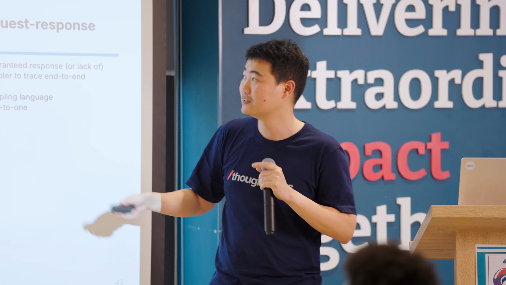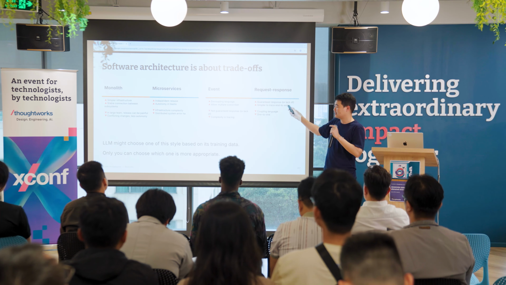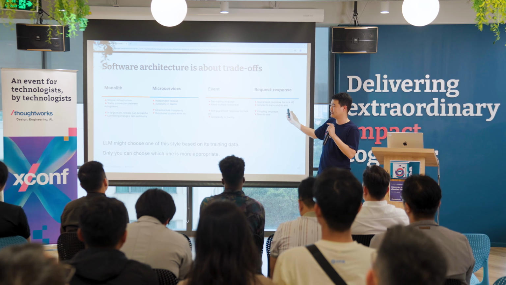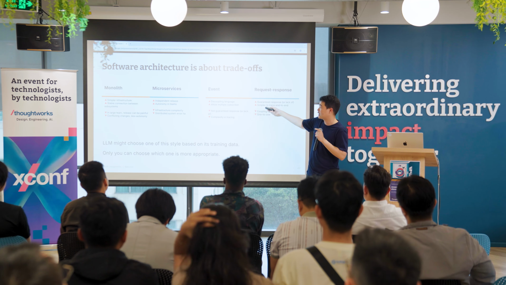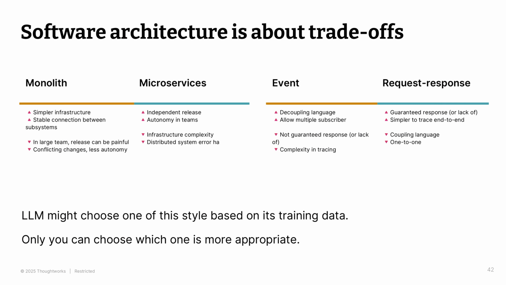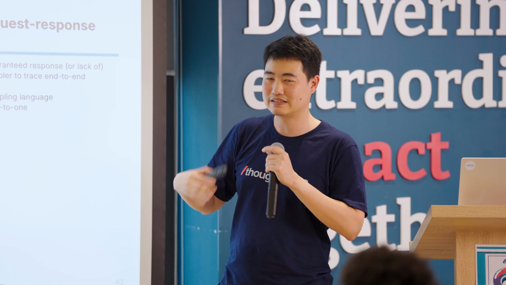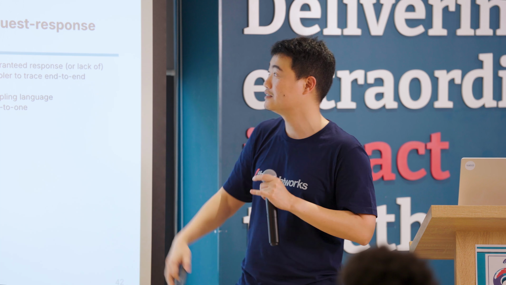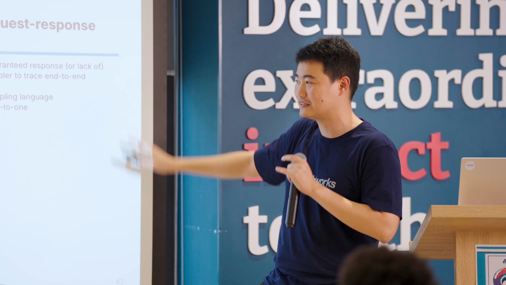And if I use event-driven architecture instead of request-response, then I get decoupling. They get multiple subscribers, but at the same time I lose the guaranteed response, because things are asynchronous. There's a complexity that comes with tracing. If I choose request-response, then it's the opposite side.